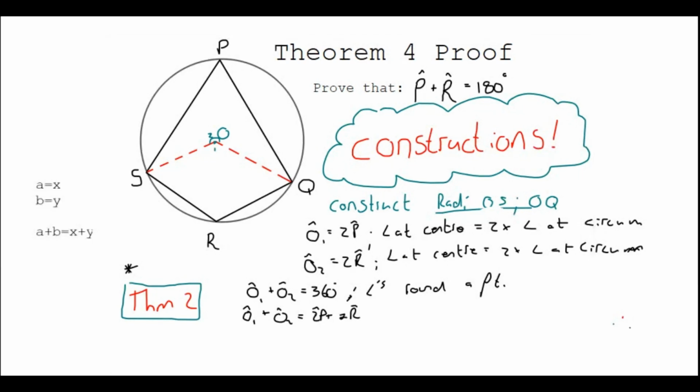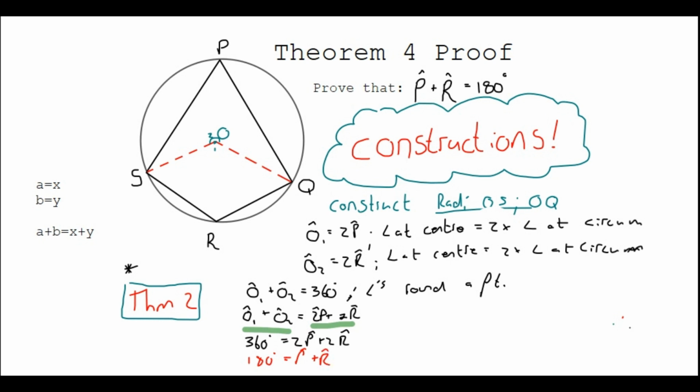Why would O1 plus O2 equal 2P plus 2R? Let's look at the statement: if A equals X and B equals Y, then A plus B would equal X plus Y. It's the same thing. But we know that O1 plus O2 equals 360, so 360 degrees equals 2 angle P plus 2 angle R. You just divide everything by 2 to get P and R alone, and that is 180 degrees equals P plus R.